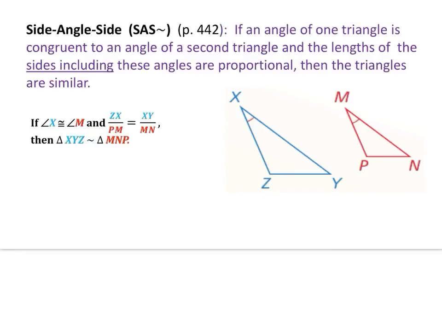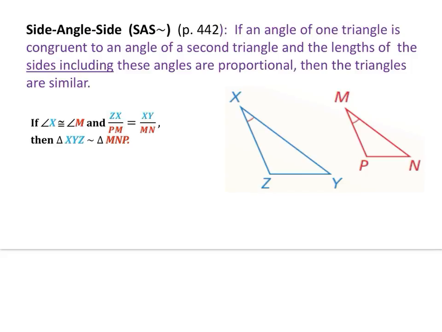All right, our next and second theorem, and this is the final theorem that we could use to prove triangles similar. We have the side angle side similarity theorem. It states that if an angle of one triangle is congruent to an angle of a second triangle, and the lengths of the sides including these angles are proportional, then the triangles are similar.